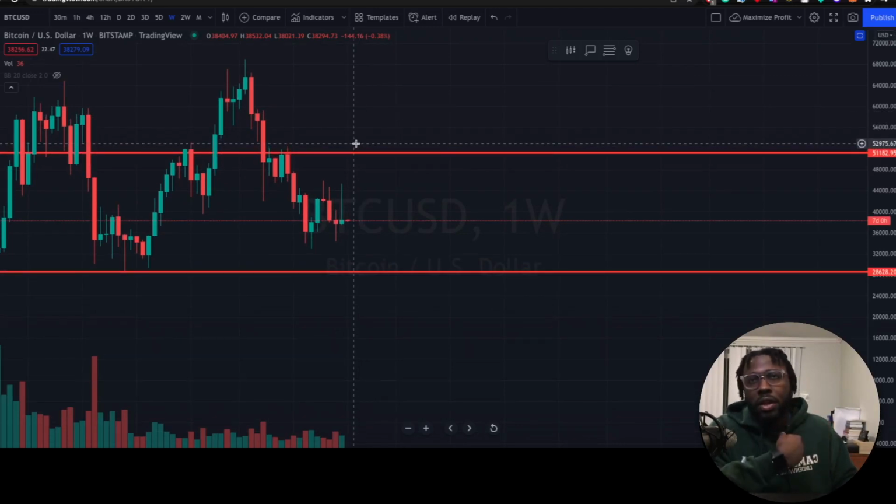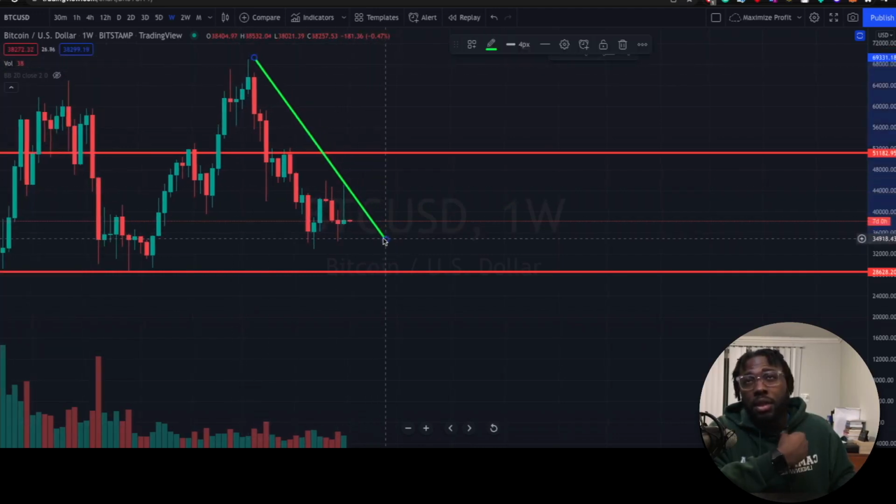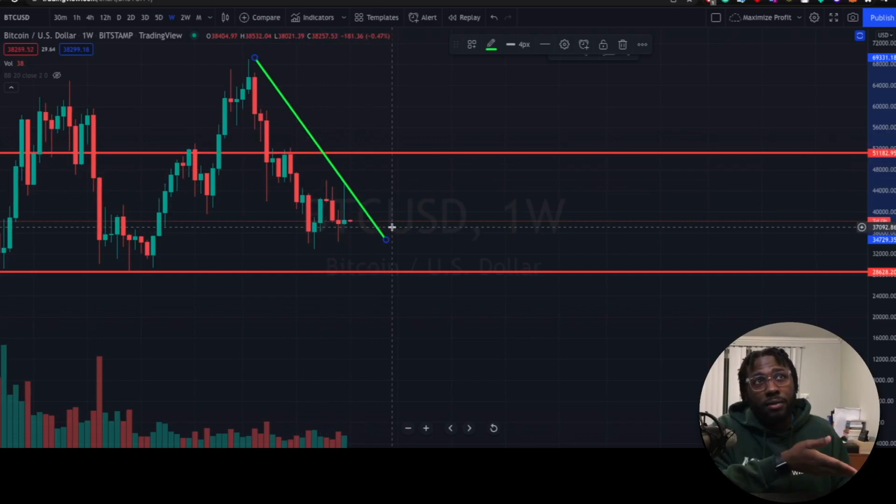How do I know that we're in a downward trend? From the top, make it drop. That's why I know we're in a short-term downward trend.